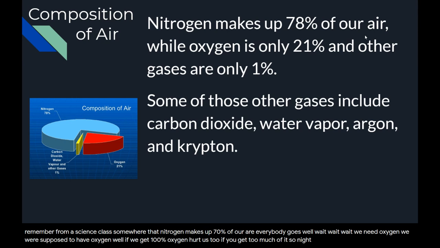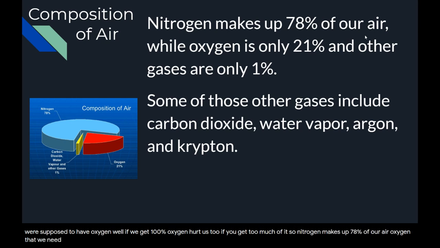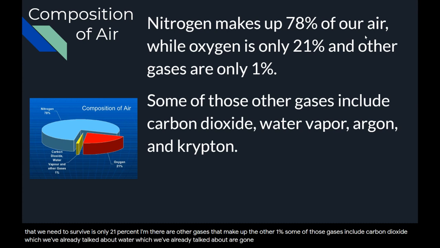So nitrogen makes up 78% of our air. Oxygen that we need to survive is only 21%. And there are other gases that make up the other 1%. Some of those gases include carbon dioxide, which we've already talked about, water, which we've already talked about, argon, and yes, even krypton.